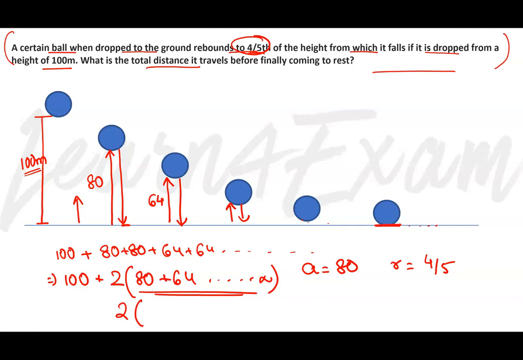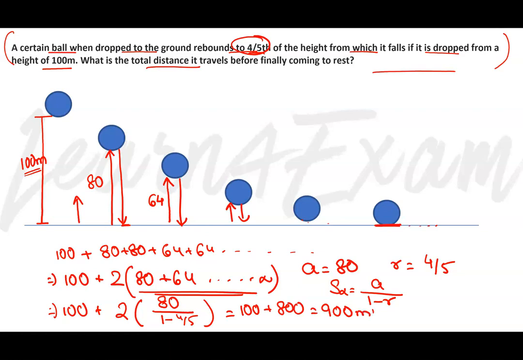We know that the sum of an infinite GP is given by the formula A by 1 minus R. We'll apply the same formula here. We'll get 80 divided by 1 minus 4/5, right? And we have 100 before, so we'll just calculate this up. This would be equal to 100 plus, now 1 minus 4/5 is 1/5, 5 would go up, so 400 here, into 2, so it would become 800, and the final answer would be equal to 900 meters. So this is the longer method, right?